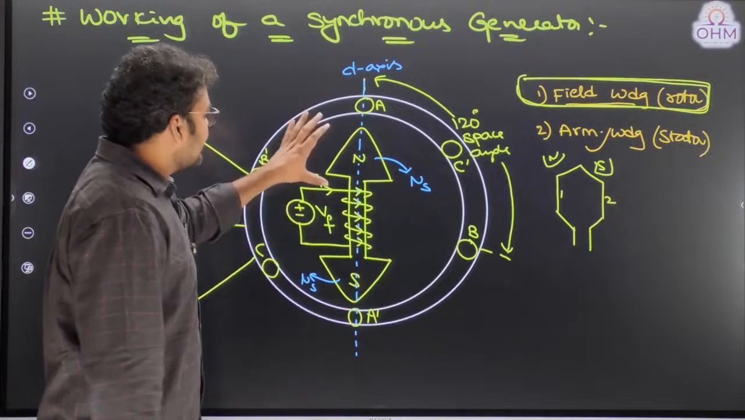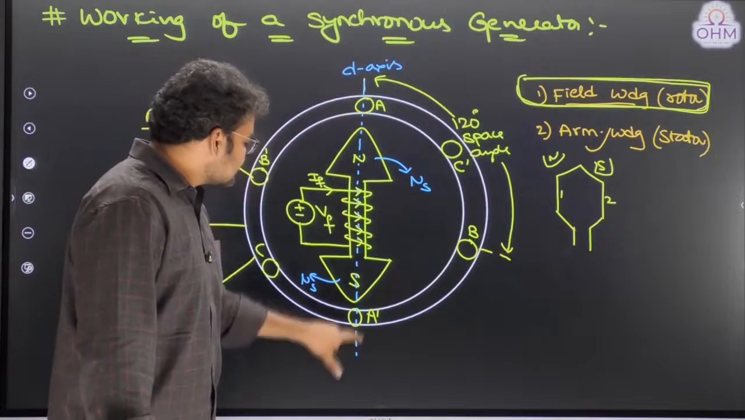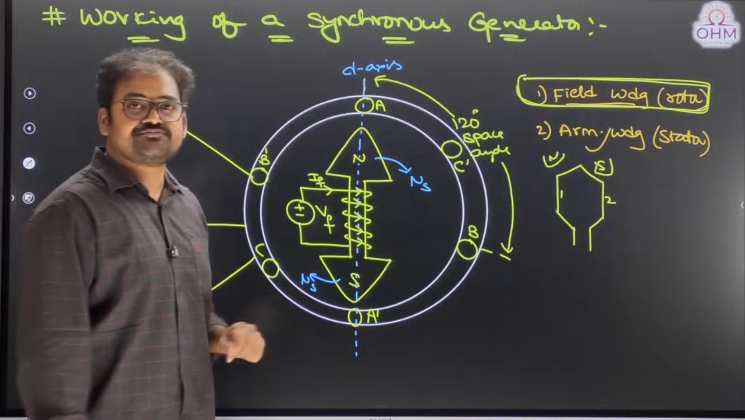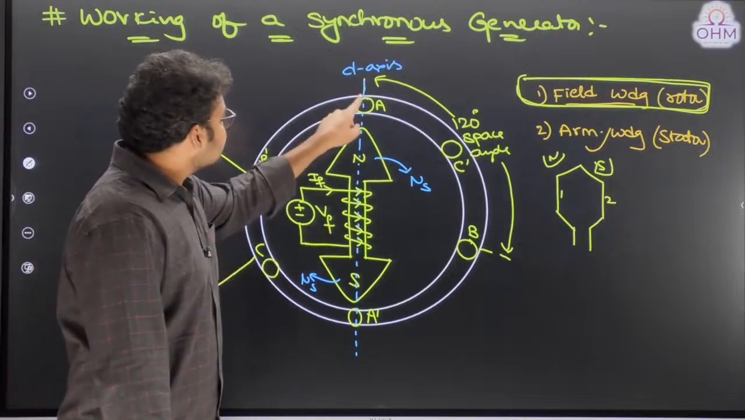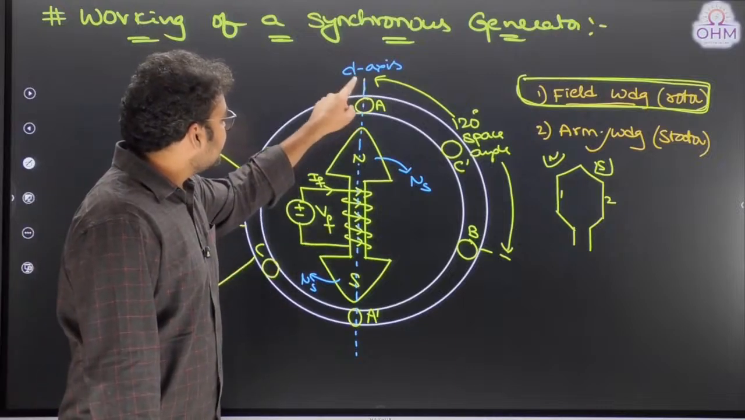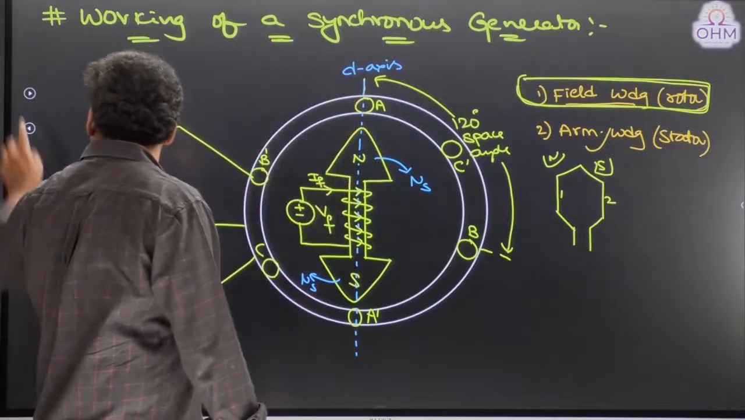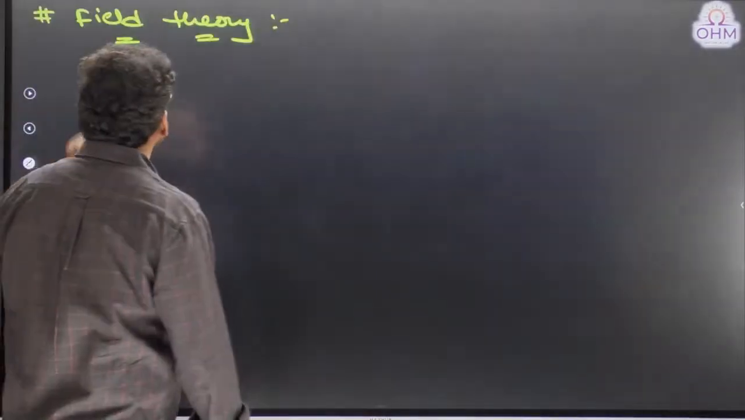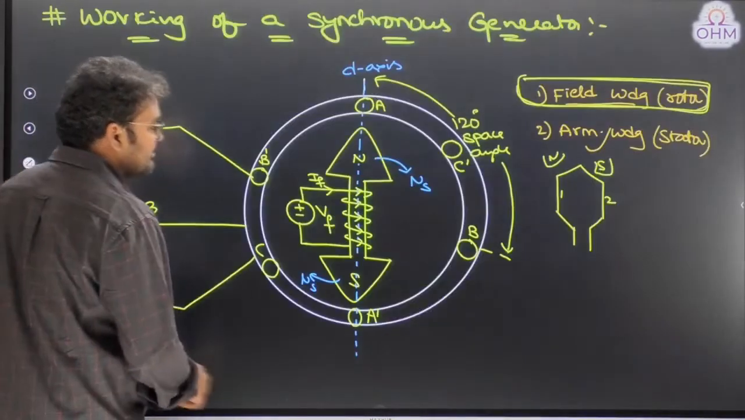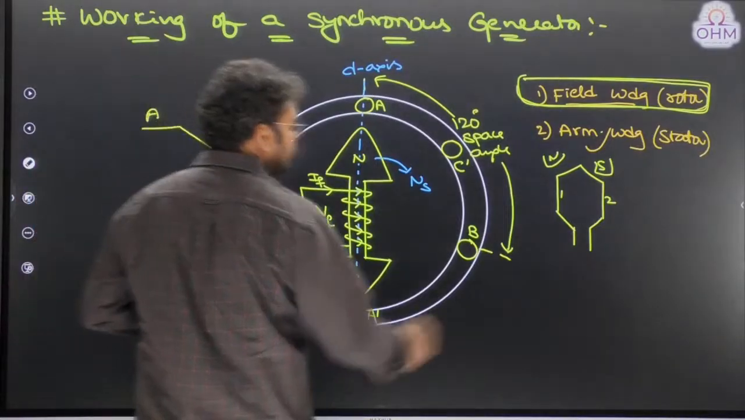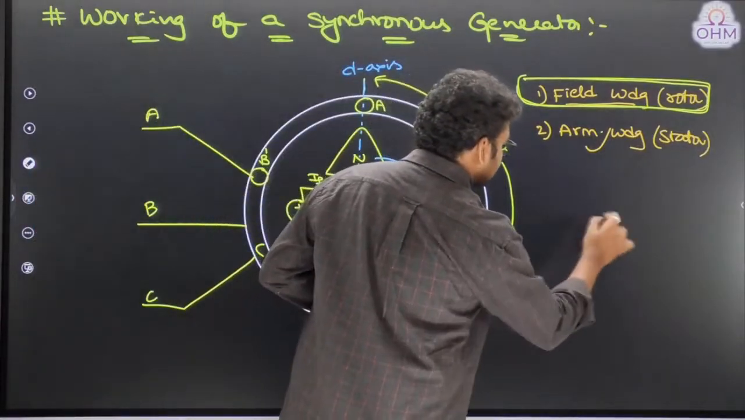Okay. Now, right now, you can understand which conductors are under direct axis of the machine. Is it not A and A dash? Therefore, maximum EMF will be induced in phase A winding right now. Okay. So, see that right now, maximum EMF can be induced in phase A winding. Okay. So, let me try to draw that waveform.